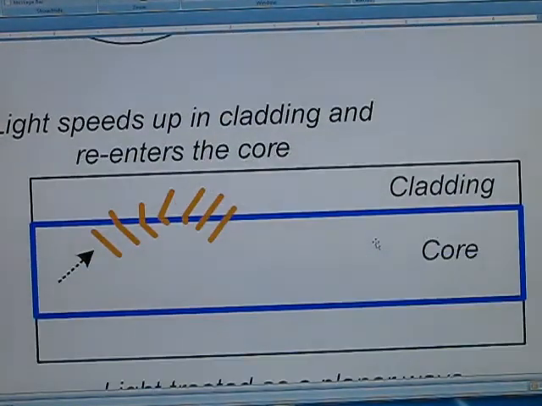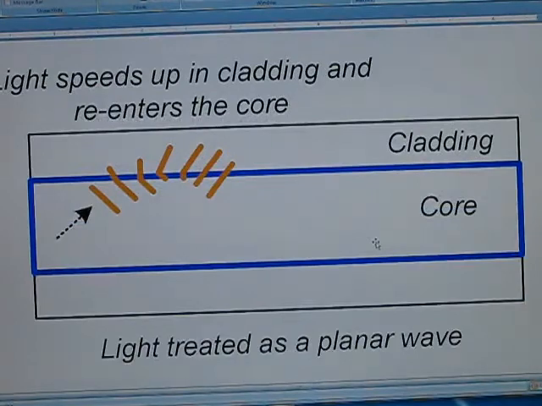Now, how does light get bent in total internal reflection? If we take a look at the light ray, what we can see is the planar wave coming up through the core, and when it starts to enter the cladding, it speeds up and basically arcs around and gets reflected into the core.